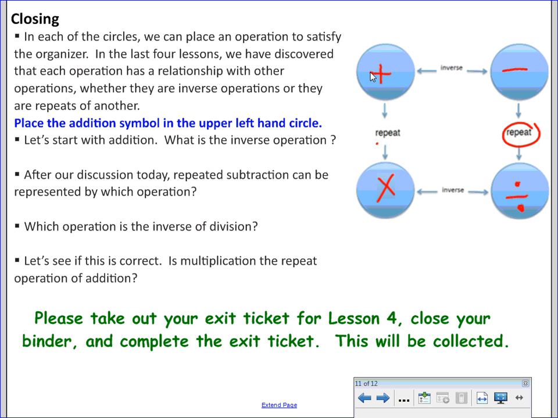Addition and subtraction are inverse. Multiplication and division are inverse. Multiplication is an example of repeated addition, and division is an example of repeated subtraction. And that's actually going to come in handy for tomorrow's lesson, the difference between repeated addition, and we're going to take that to the next step. So we'll see that more in tomorrow's lesson. Okay?